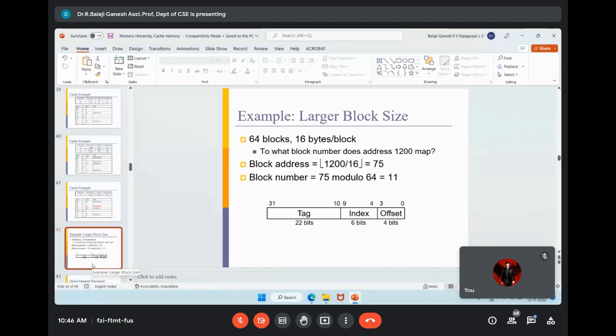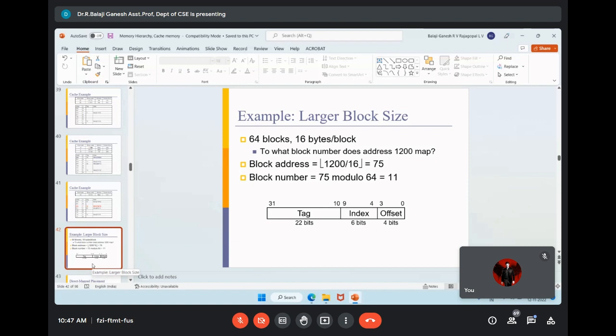Right. So to what block number does the address 1200 map? So 1200 is the memory address being referenced by the processor, and that particular data item has to be placed in the cache memory block. So where can it be placed? Right. So for the block address, we have to divide the memory address 1200 by the total number of bytes in the block, right? So the block address will be 75, right? So 75 is the block address.